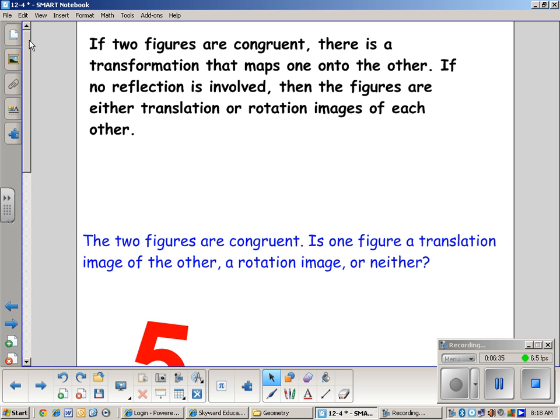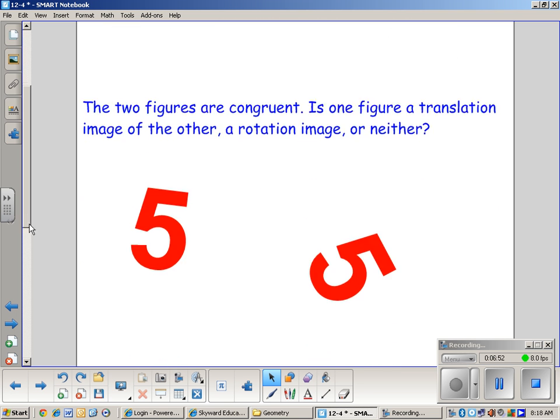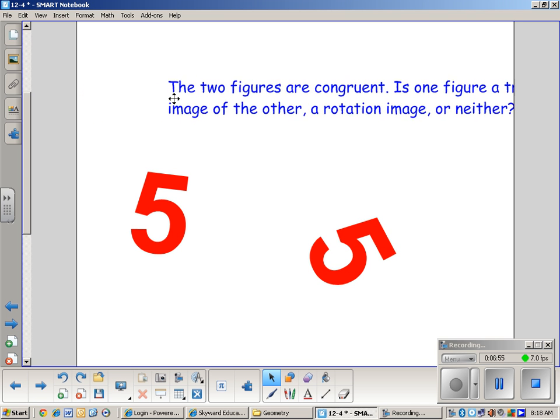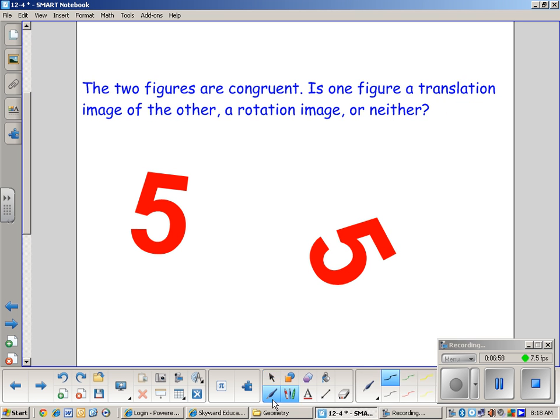If two figures are congruent, there is a transformation that maps one onto the other. If no reflection is involved, then the figures are a translation or rotation. And so this statement here says the two figures are congruent. Sorry, I hit my marker. And so that goes right back up to the top. Since they're congruent, it's either a reflection, or a rotation, or a translation. All right, let's move on.